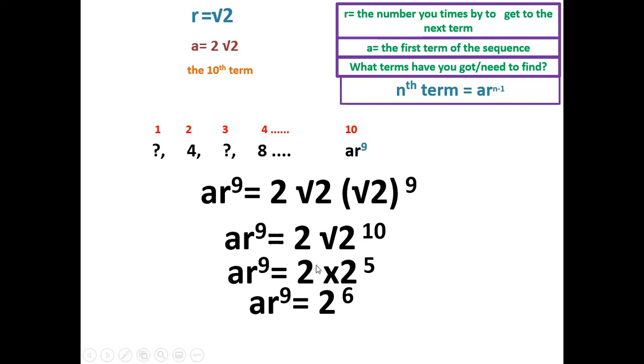So, 2 raised to 1 times 2 raised to the 5th. So, that means 5 plus 1 equals 2 raised to the 6. And then, saka mo siya isi-simplify. 2 raised to the 6 is equal to 64. So, in other words, the 10th term is 64. Okay, so that is how we find the unknown term.